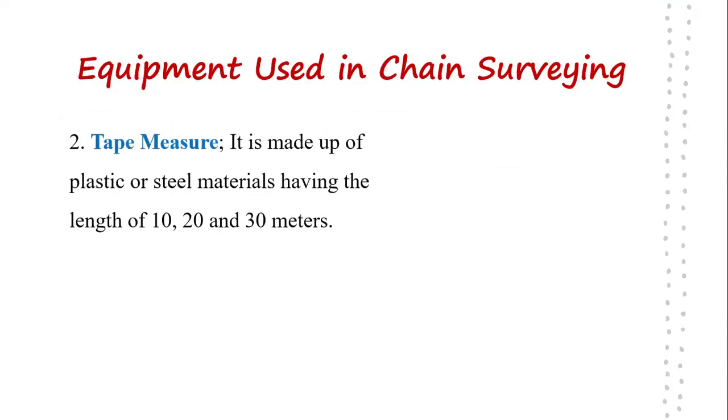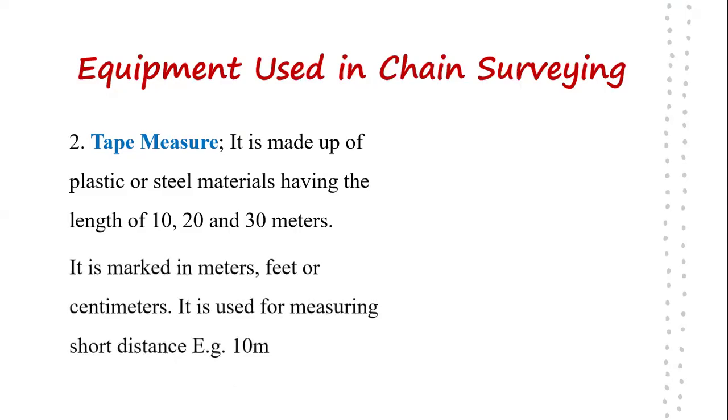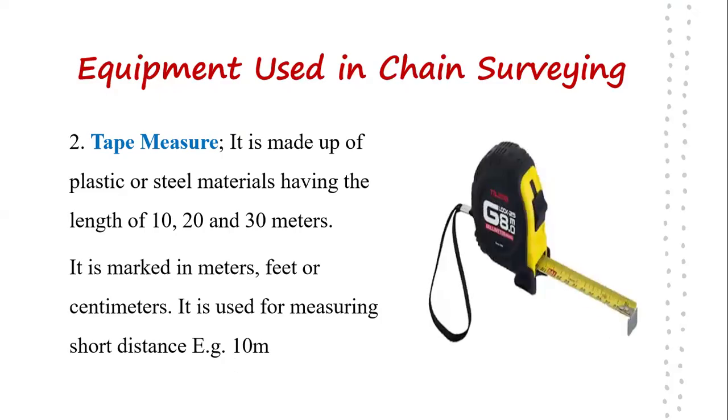Moving on, the other equipment is the tape measure. This is made up of plastic or steel materials having the length of 10, 20, 30 meters, etc. Now, it is marked in meters, feet, or centimeters. It is the one that is used for measuring short distances. Take an example, 10 meters. And this is how a tape measure looks like.